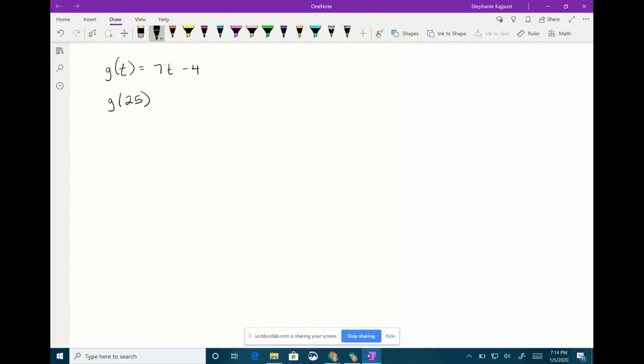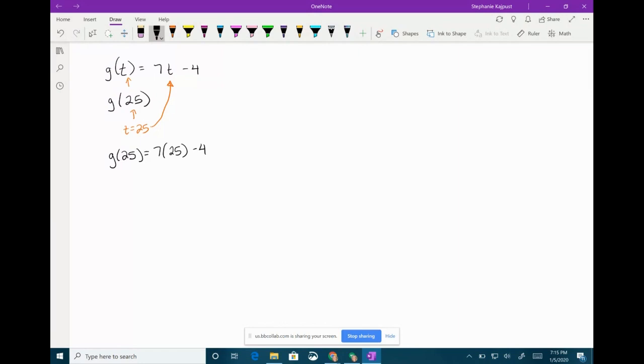So when we're evaluating, the number that is in parentheses, that is equal to t, because it's in the same location. So that tells us that t is equal to 25. So that means I can replace t with 25 on the right side. So g of 25 is equal to 7 times 25 minus 4.